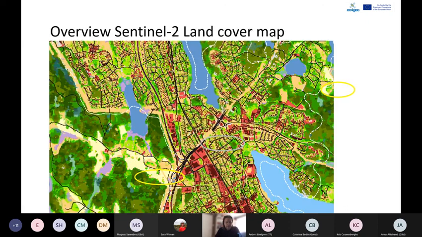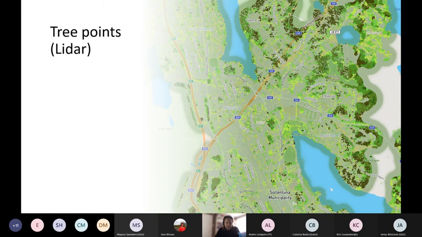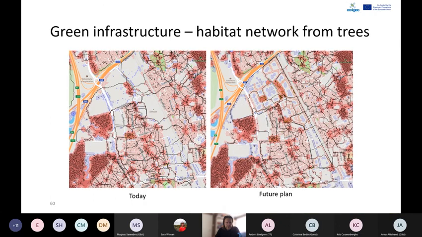So here is an overview of the land cover map that I've been talking about. All these in red and brown here. Red is the area we are talking about. We have also this tree map that is Lidar-derived trees that we use also. So from this, we can make some scenarios and test what happens. What is the current status, and what happens if we reinforce the green infrastructure and do something about it, plant more trees and so on.